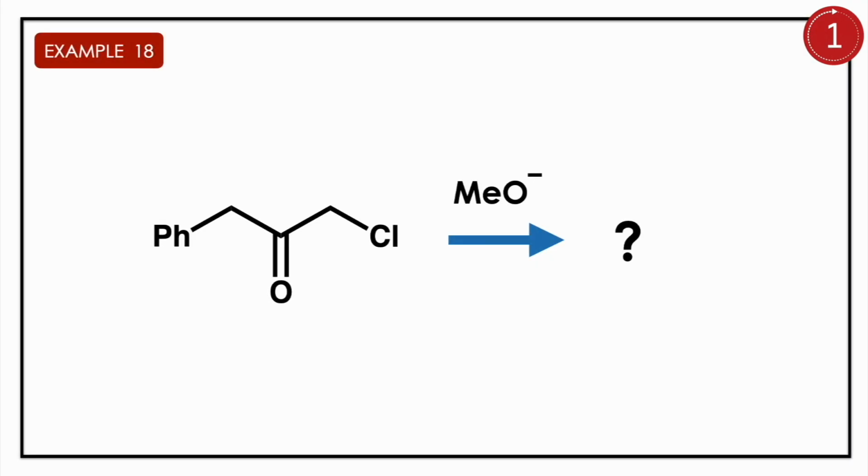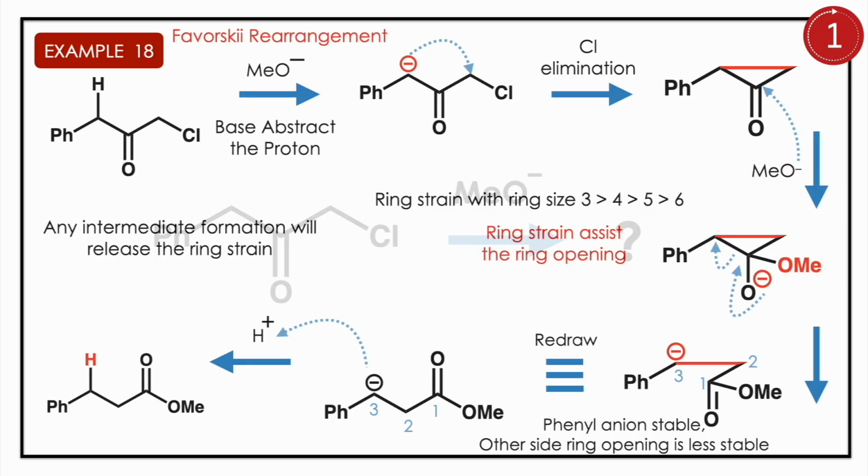Then the next example, you have a ketone, and at the alpha position you have chlorine and benzyl. You are using methoxide. You should find what will be the final product. Here the carbonyl is there, alpha halogen is there, alpha hydrogen is also there. So there is a chance of Favorskii rearrangement. You are in the base, base abstracts the proton and forms the anion. The anion is stable and a nucleophile. So it attacks the chlorine carbon. Chlorine is the leaving group, forming the cyclopropanone.